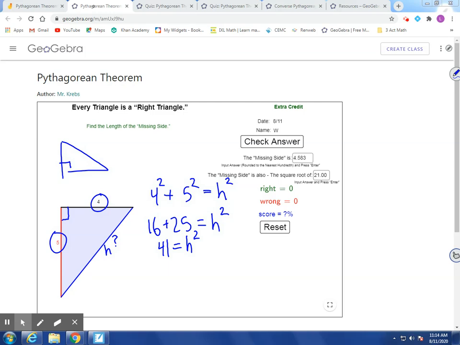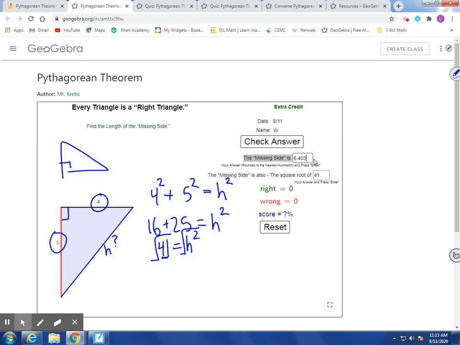And the trick at this point is to now take the square root. So you have to condense the numbers to one number. Then you take the square root of both sides. And so over here, I can put into this box, the way this one's set up, the missing side length is also the square root of 41. I hit enter. And then I can go up to the missing side length and find out what the square root of 41 is. And so let me see here, I need a calculator for that. Square root of 41 is 6.403.